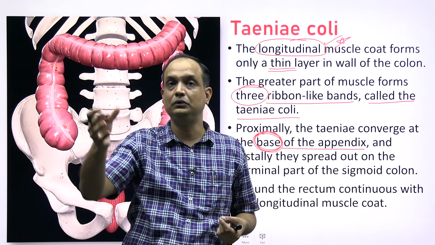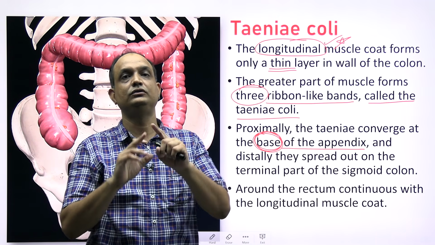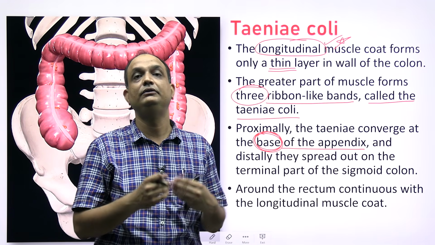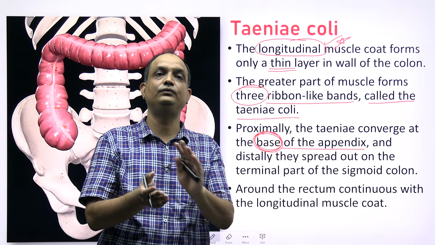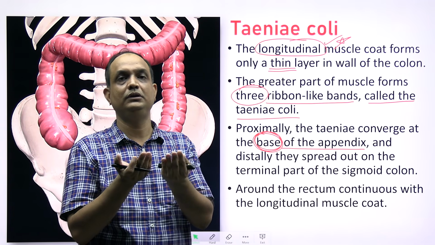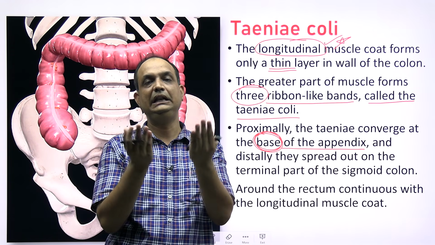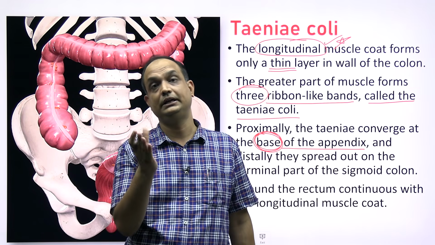and then they will cover the whole ascending colon, transverse colon, descending colon, sigmoid colon, and when you reach the recto-sigmoid junction, these Teniae will disappear. What does it mean? That the Teniae again merge with the remaining longitudinal muscle, and they will form again a proper, thick layer of the longitudinal muscle outside the rectum.